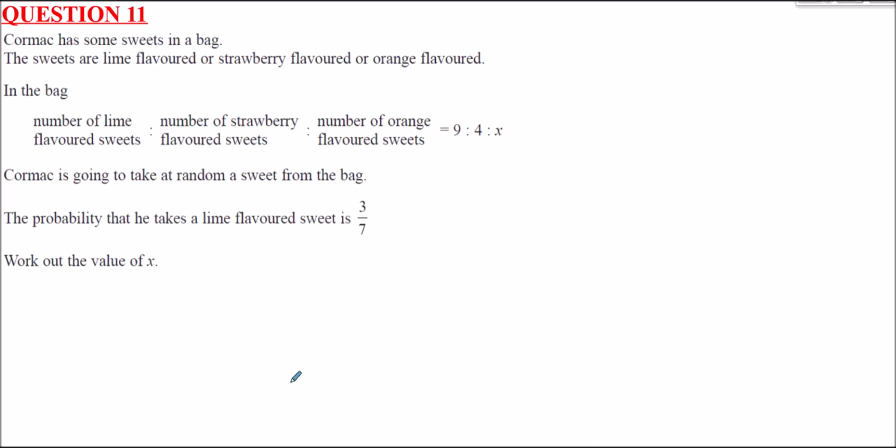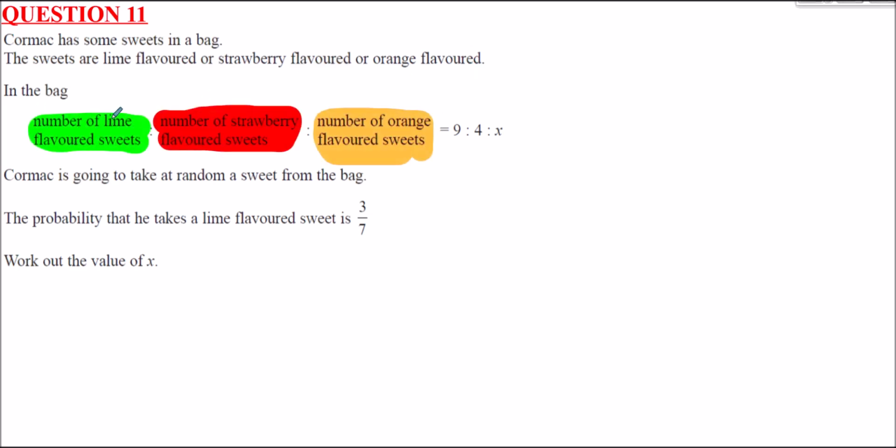Question 11. Cormac's got some sweets in a bag. How lucky is he? They're either lime or strawberry or orange. Lime is green, strawberry is normally red, orange is normally, well, orange. I'm just going to colour code these in here, because you've got a ratio. The ratio of lime to strawberry to orange is 9 to 4 to x. I'll colour code these in the same way as well.